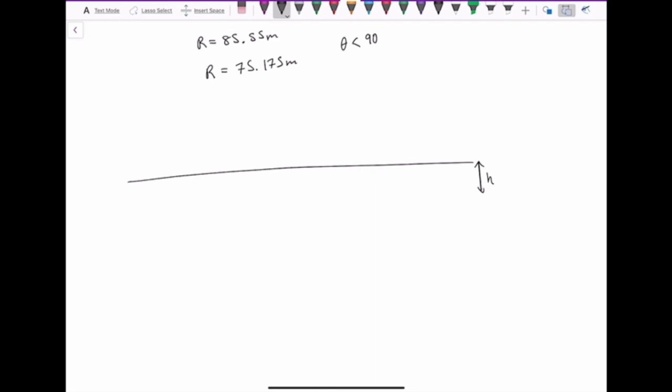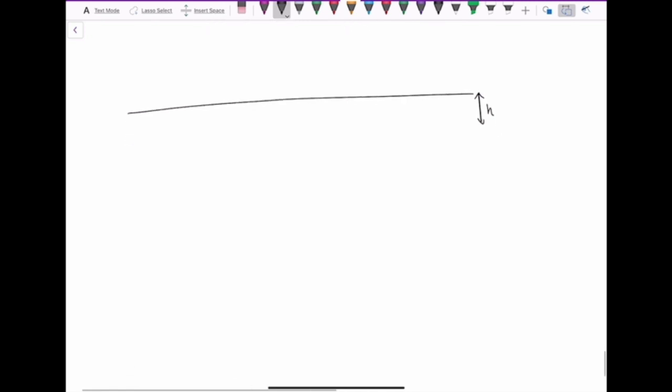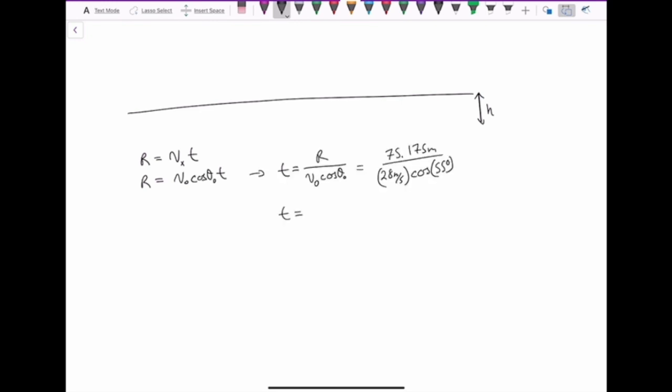So the time of flight of the ball is found by the horizontal motion of the ball at constant velocity. Horizontal motion. So the range is equal to the x component of the initial velocity times time, and we solve for t. So now time is equal to 4.681 seconds.